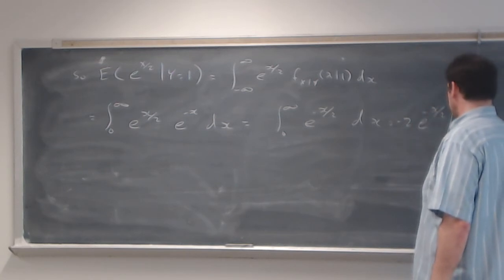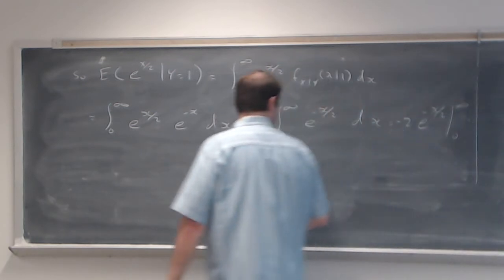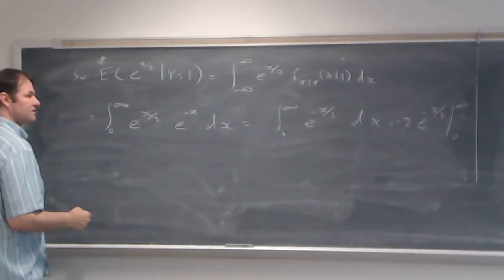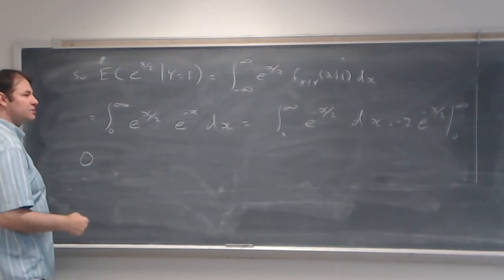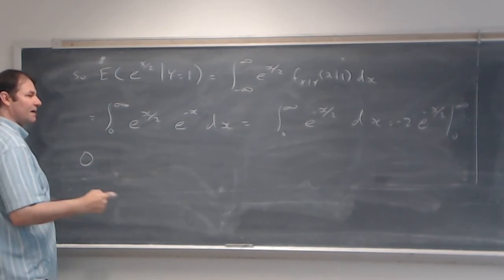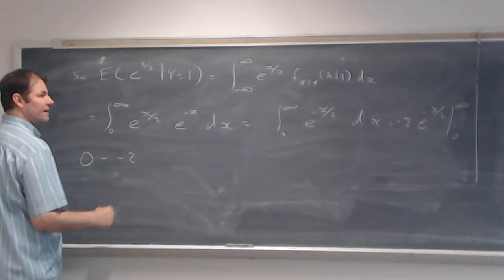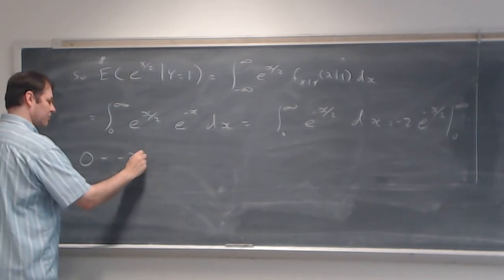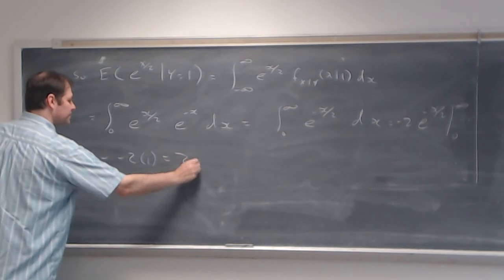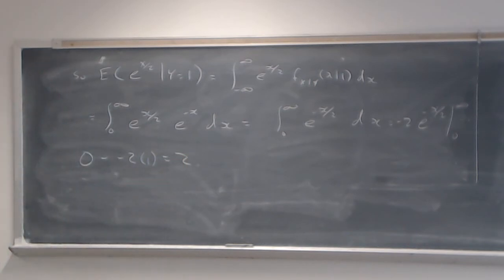That's the antiderivative. Let's take it from 0 to infinity, doing this informally. We have huge x values. E to the minus huge x values goes to 0, minus a minus 2. When you let x be equal to 0, you just get e to the 0, which is 1. So you get e to 2. And that's the answer. So the expected value of e to the x over 2 given y equals 1 in this situation is 2.